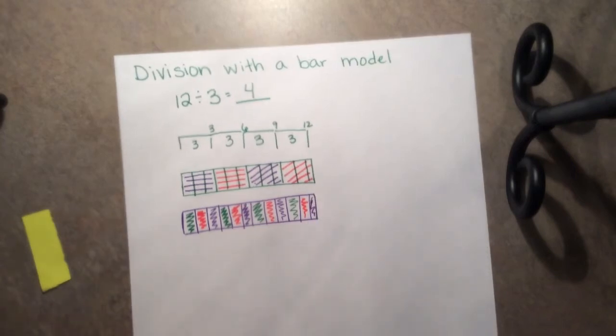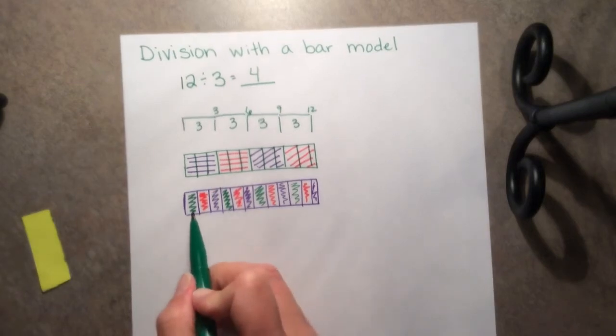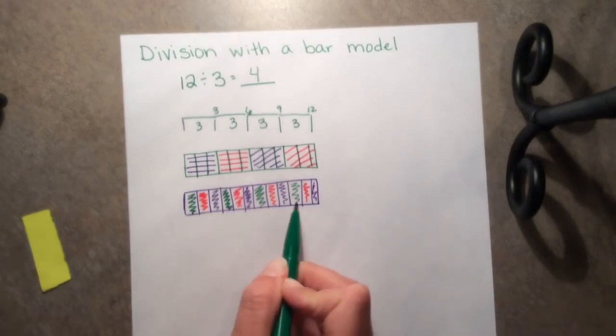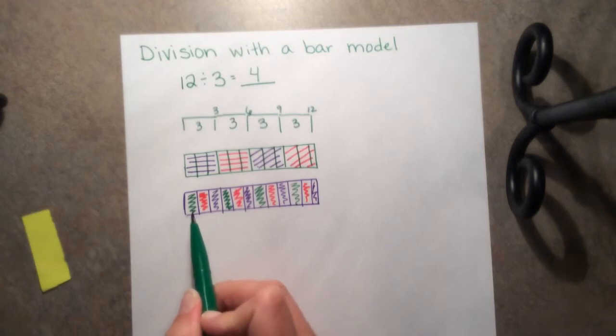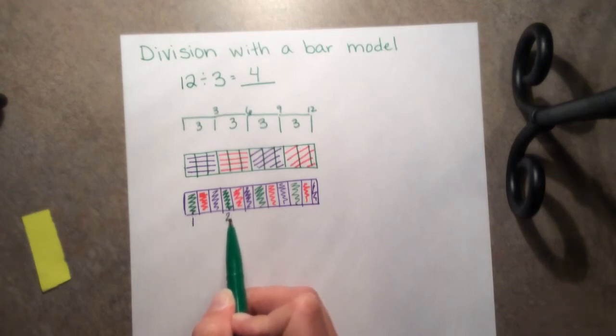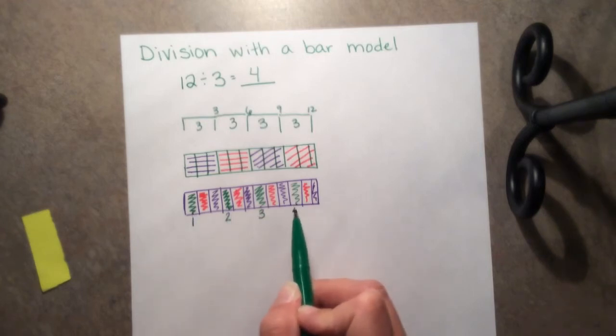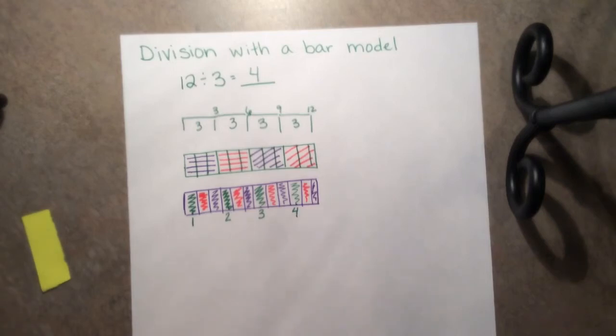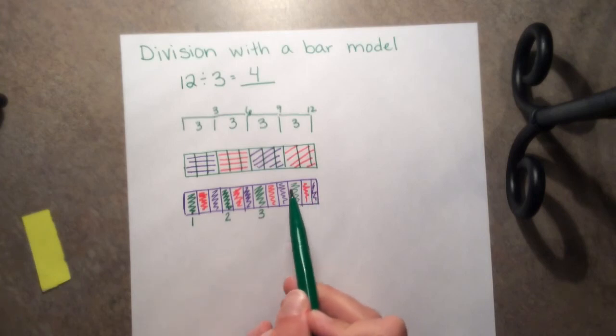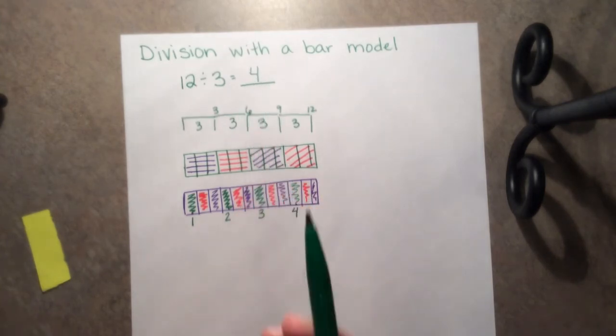To find my answer, I then look to see how many went to each person or each color. In this case, I have 1, 2, 3, 4 cards that went to each person. Again, 12 divided into 3 gives me 4.